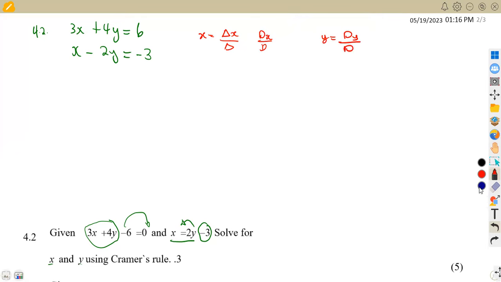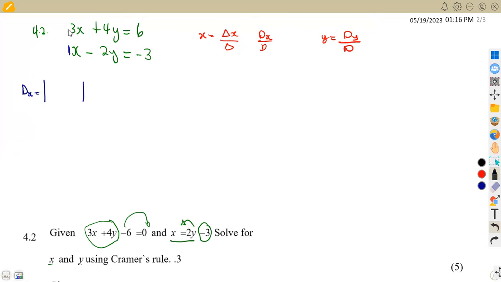Remember what I said previously? So here it's like 1X. So there is a 1 here, okay? So let's start with the determinant with respect to X. Remember what I said, that for the determinant with respect to X, you close the part with X.